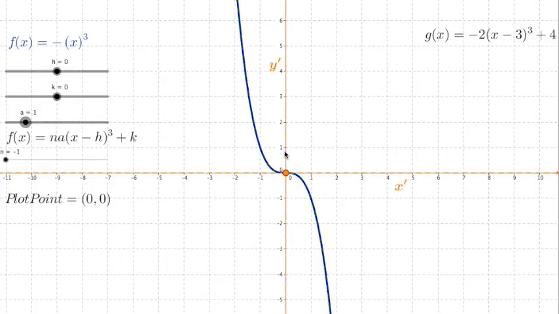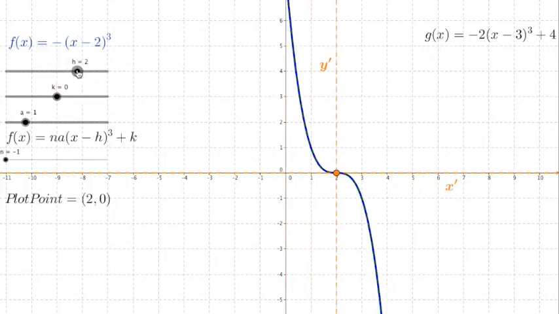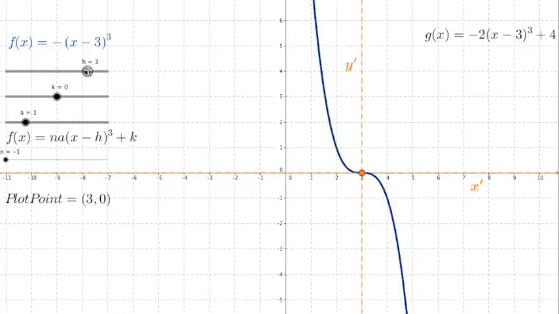So let's graph this: g of x equals negative 2 times (x minus 3) all cubed plus 4. The first thing you have to recognize is the inside is the left and right motion, so we're talking about h here. h is going to be positive 3 because on the inside it's the opposite direction. So this graph should go to the right 3 units. Let's make h equal to 3, and you'll see the graph move over 3 units, y prime moves over 3 units, and the first thing you can draw is the y prime line on a piece of graph paper.